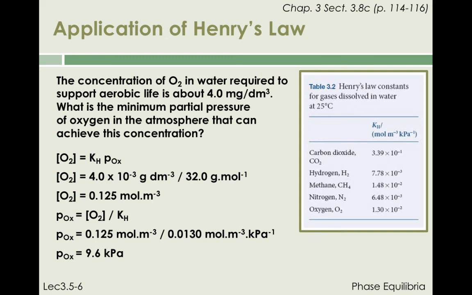This minimum oxygen partial pressure can be compared to the partial pressure of oxygen in air. Indeed, using Dalton's law, we calculate the partial pressure of oxygen in air by multiplying the mole fraction of oxygen in air, or 0.21, by the atmospheric pressure, 1 atmosphere, or 101.325 kilopascal. So we can see that the amount of oxygen present in our atmosphere is more than twice as large as needed to sustain aerobic life in streams.